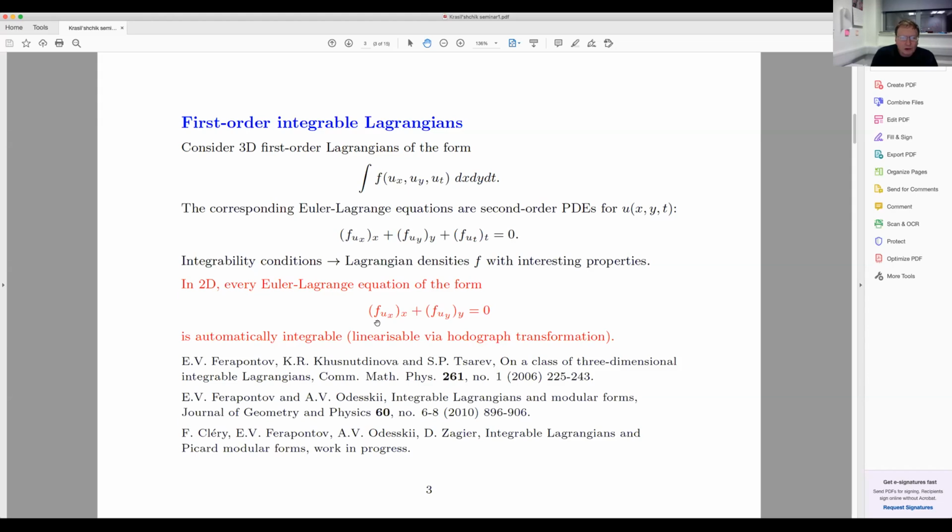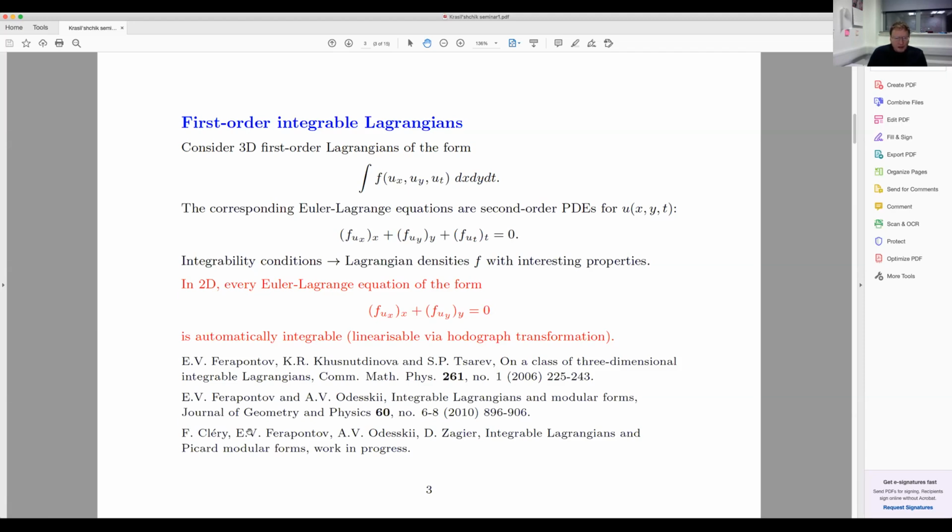But my subject in this talk are second-order Lagrangians. They will appear on the next slide. I'll just mention that there are these 3 papers devoted to first-order Lagrangians, and the last one is still in progress.